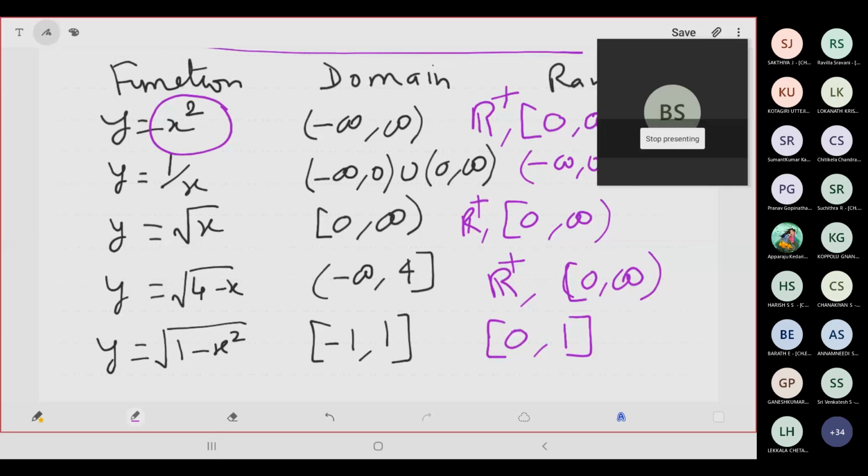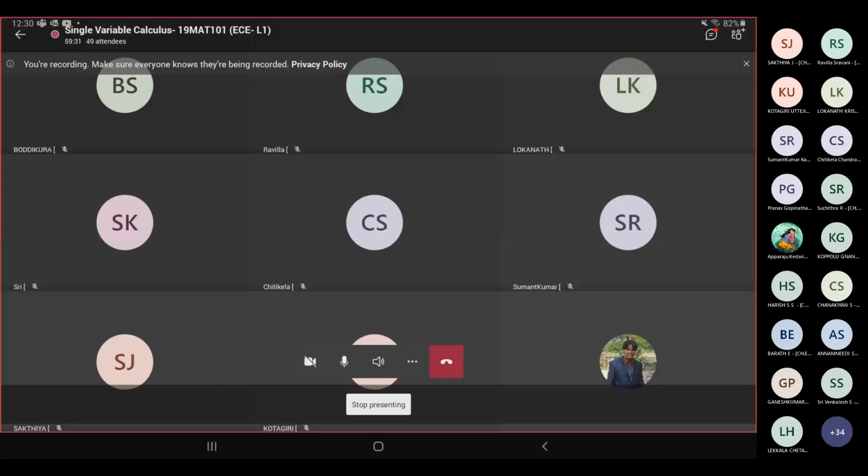Any doubt to anyone about how to decide the domain and how to decide the range of the function, you can ask me. Otherwise, your time is almost over. So we are going to stop here. Anyone?